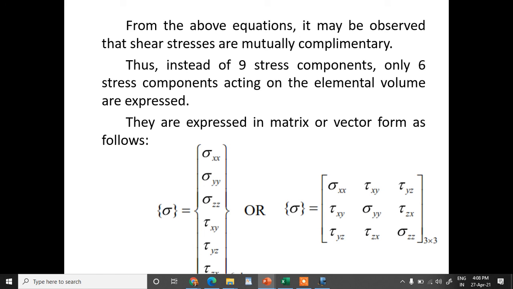Sigma is equal to sigma xx, sigma yy, sigma zz, tau xy, and so on. This is a 6 cross 1 matrix, which you can see here. This particular one is a 3 cross 3 matrix. So the representation has to be the same. You are not supposed to change the position. So the 3 cross 3 will be represented in this form only.